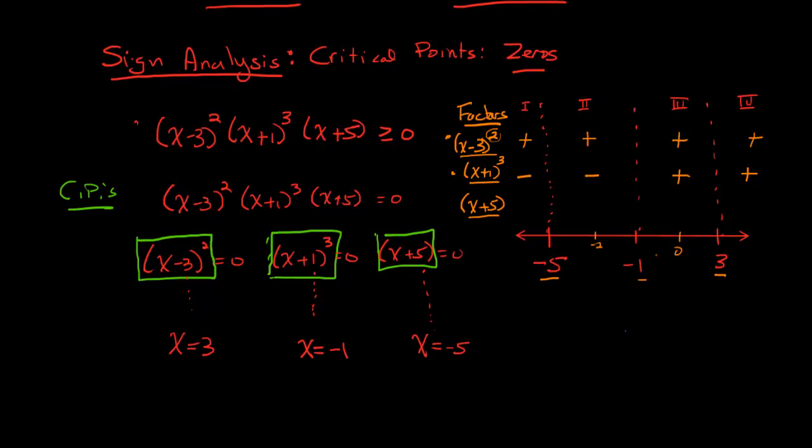Picking any value to the right, let's pick 0. I like 0, but it doesn't matter, it just has to be to the right. 0 plus 5 will give me a positive 5, so everywhere to the right of negative 5, x plus 5 will be positive. Everywhere to the left, it will be negative. Plugging in negative 6, negative 6 plus 5 gives you a negative 1. So you can plug them all in independently, or you can just be familiar with the trend.